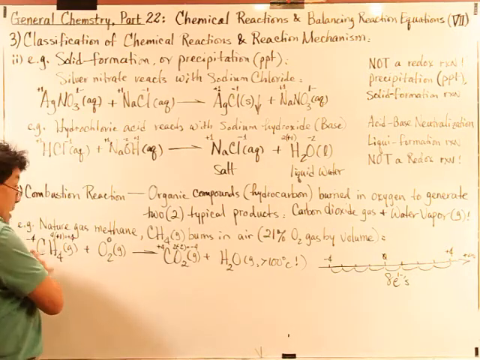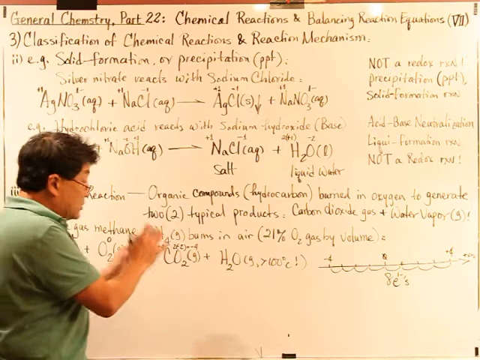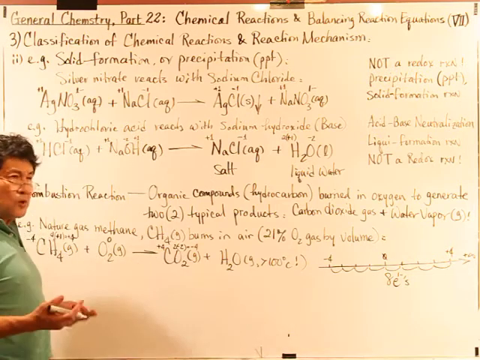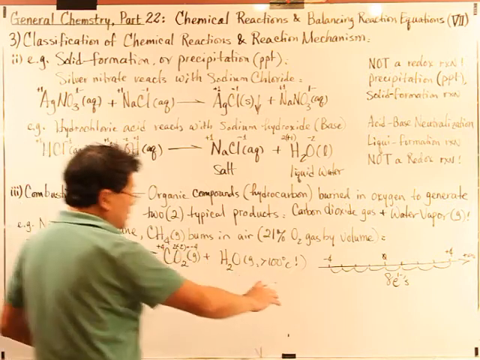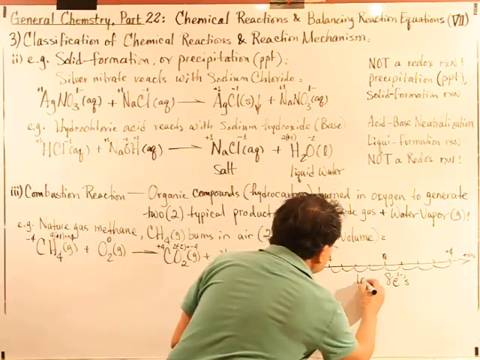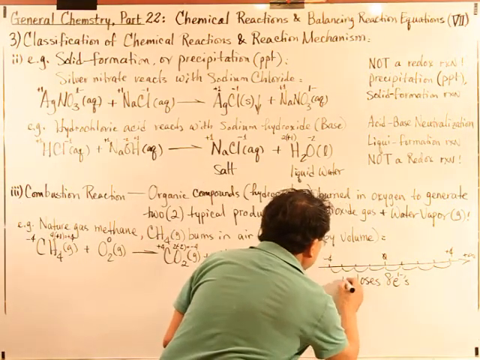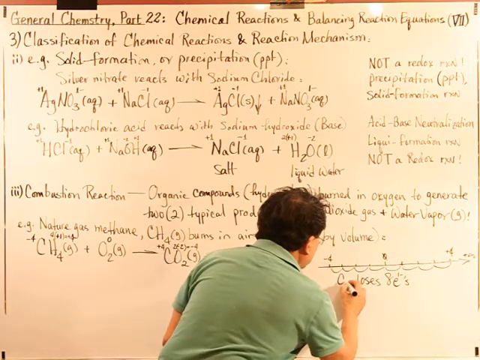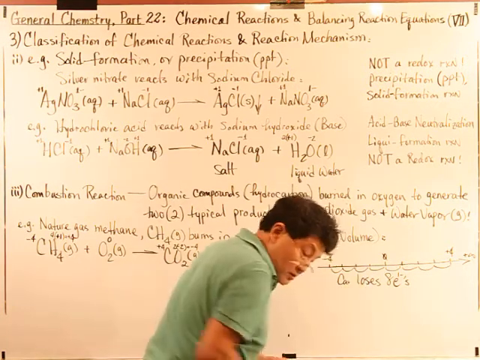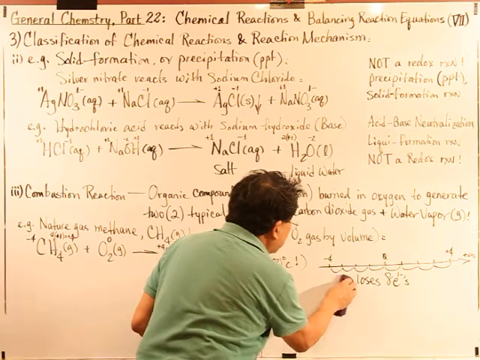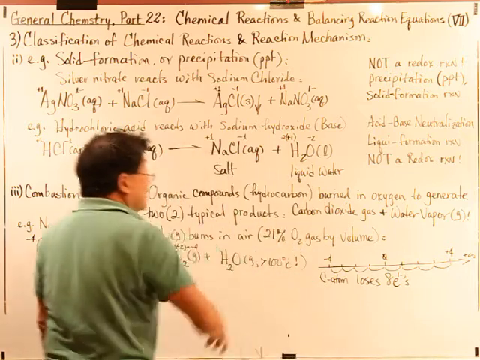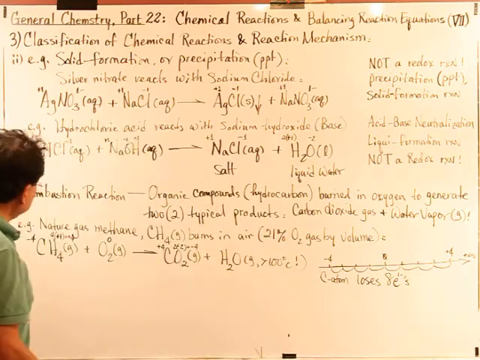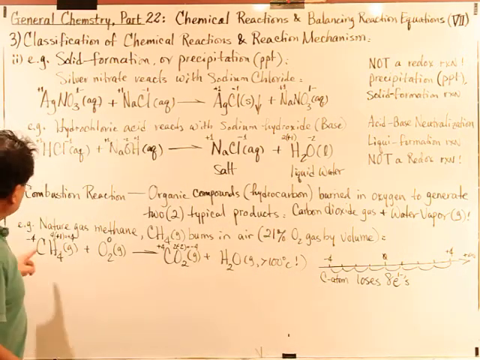Carbon begins with -4 and ends with +4. Where did the electrons go? If the carbon starts losing electrons, that's the way you lose electrons. The carbon atom in methane loses 8 electrons. To who? Let's check that. Now, the carbon does change.